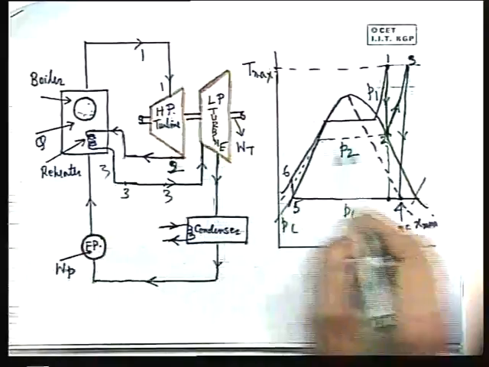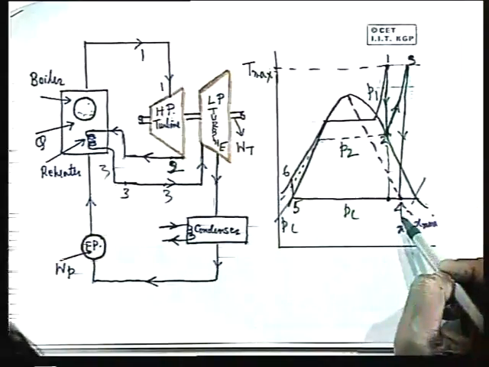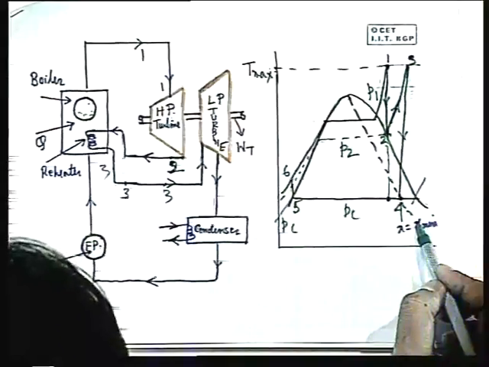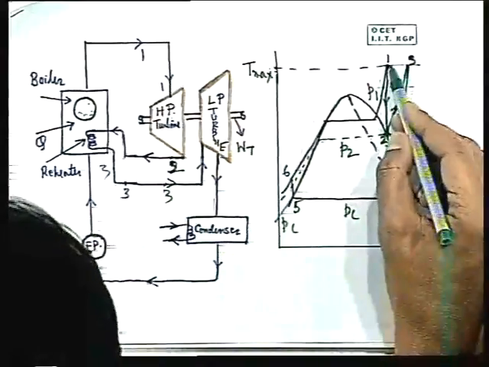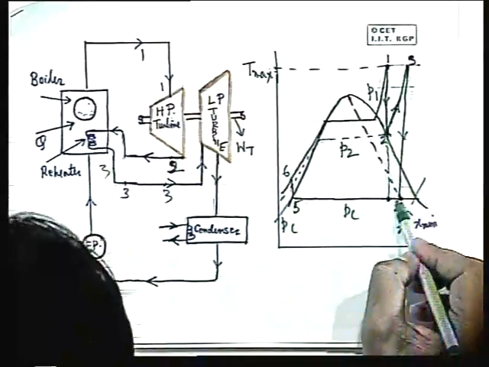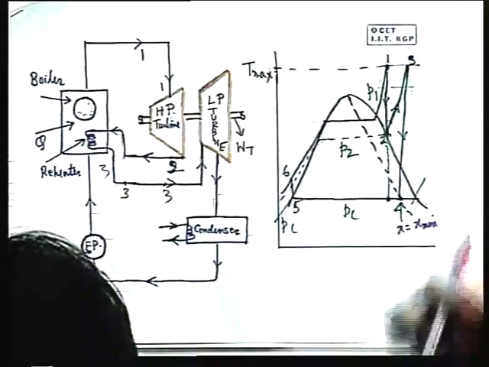So the low pressure turbine inlet pressure is this intermediate pressure, and the steam is expanded to the condenser pressure, point 4, and we maintain this dryness fraction. Otherwise, if we had used only one HP turbine and expanded up to the condenser pressure, we would have ended up with a dryness fraction which is lower than this.